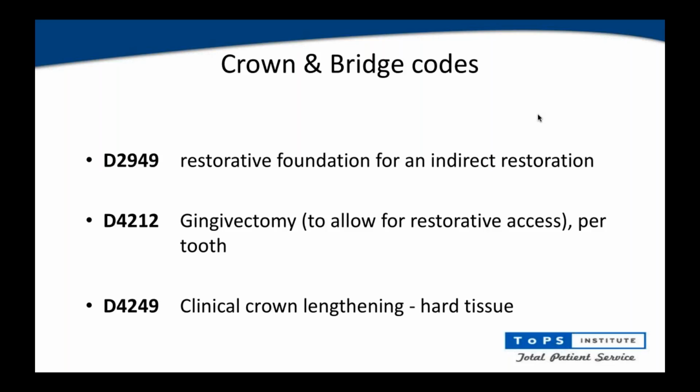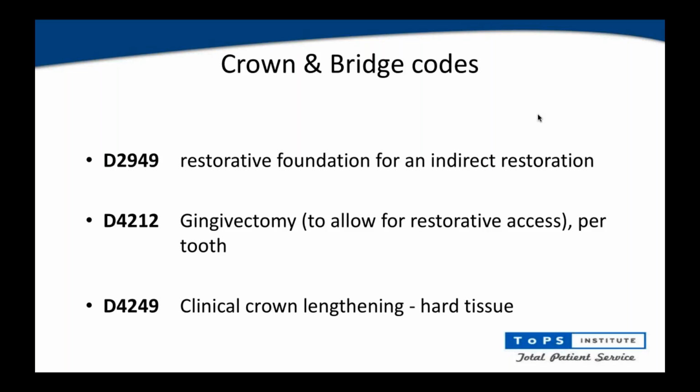So if you're being rejected on your buildups, you might ask the insurance companies to consider covering the 2949 for your patient. So it's a great additional code to use, or it might be the code that you start utilizing instead of the 2950, depending upon the amount of tooth structure that's missing.